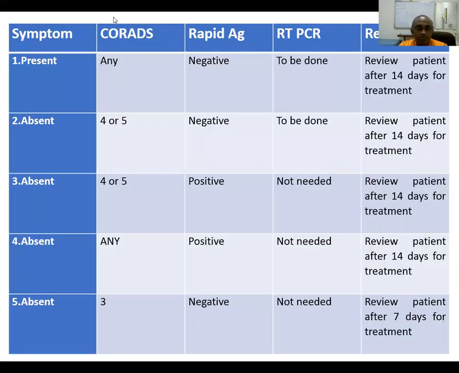There are five scenarios that we can see here. You see one column each for symptom, CO-RADS, rapid antigen, RT-PCR, and a remark: what we will do. So let's discuss them one by one.